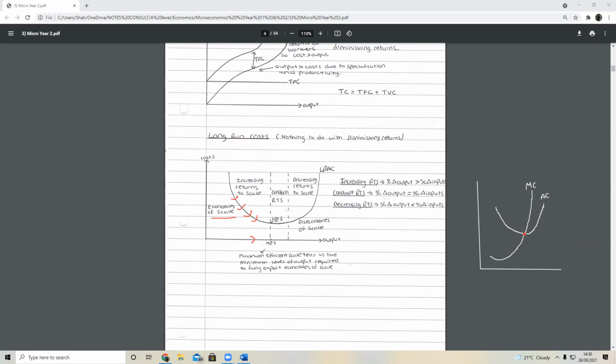And then we start to reach a point called the MES. The MES is the minimum efficient scale, which tells us the minimum level of output required to fully exploit economies of scale. Whenever you hear economies of scale or increasing returns to scale, think good. This is good for a business. A business always wants to be on this side of the long run average cost curve, because as they produce more and more, they're lowering the costs. The best point for them would be at the MES, because this is the lowest amount of cost that they can achieve as a business. This is where they fully exploit the benefits of economies of scale.